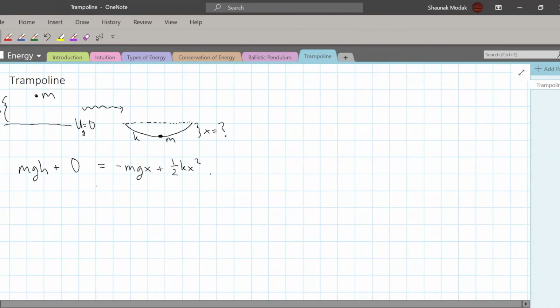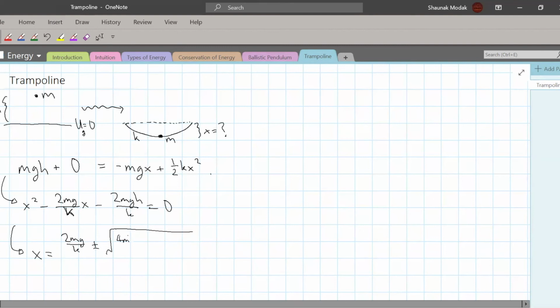So at this point, we're essentially done with all of the physics. And we can just do some rearranging to interpret our results. So rearranging this equation gives a quadratic equation in x. So we'll get x squared minus 2mg over k x minus 2mgh over k equals zero. So now using the quadratic formula, we'll see that x equals 2mg over k plus or minus the square root of 4m squared g squared over k squared plus 8mgh all over k. And this whole thing is divided by 2. So in principle, I guess we could just box this answer and call it a day.